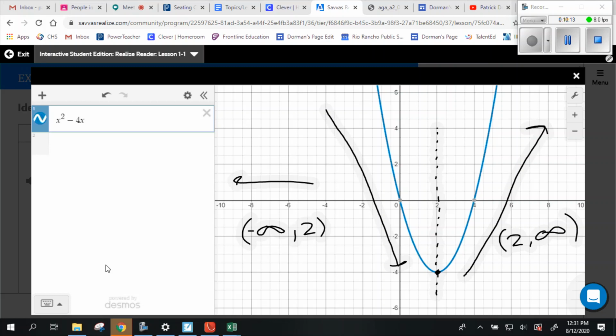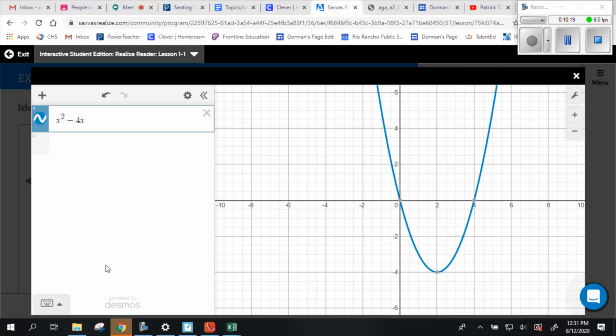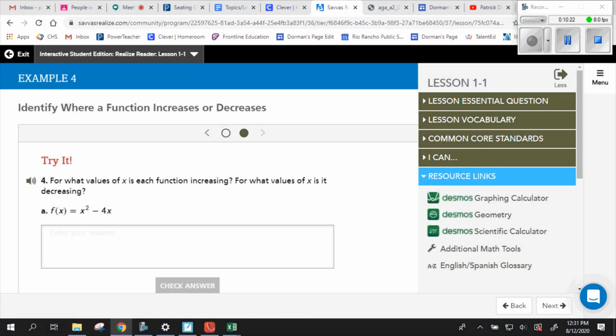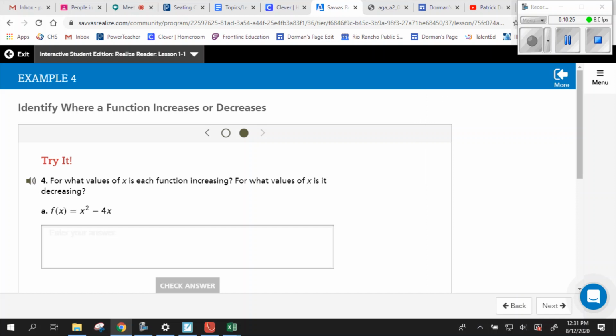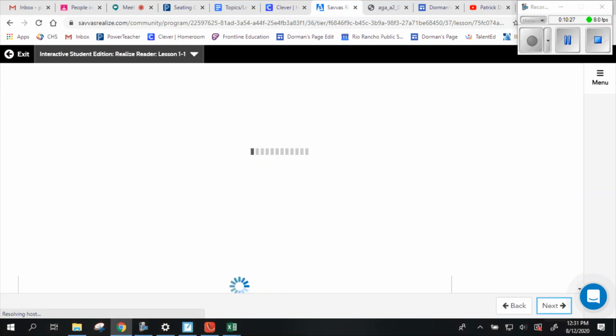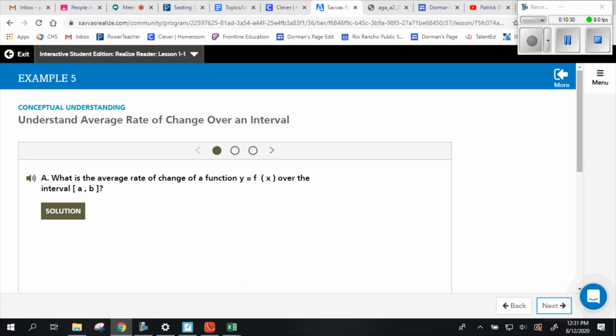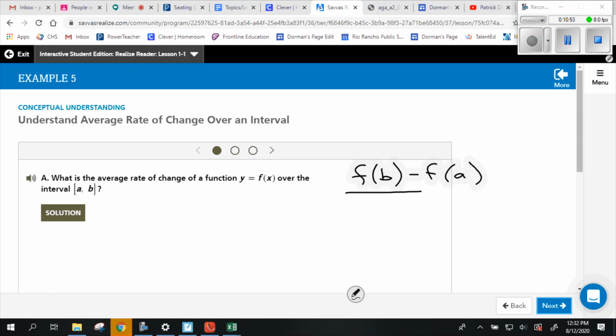Okay, moving right on to the next thing. Example 5, where we're going to talk about average rate of change over an interval. So we're going to introduce a formula to you that looks a whole lot like the slope formula. And that formula looks like this. We're going to have f of b minus f of a over b minus a. All right, and that is how you find it.